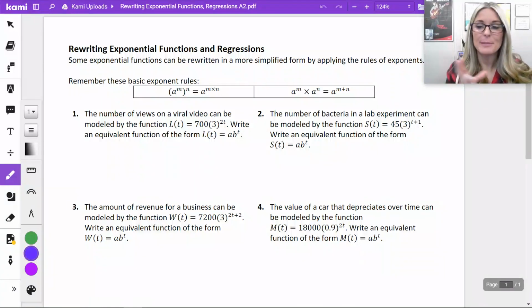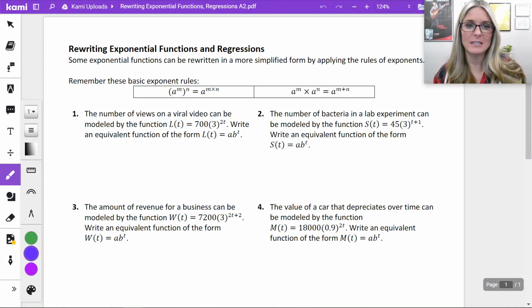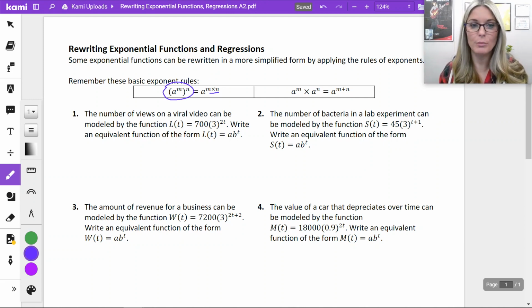Today, we're going to look at exponential functions, but rewriting them with exponent rules. And we're also going to pull in regressions. We've done regressions before, just going to do them in our exponential functions. So some exponential functions can be rewritten in a more simplified form using our rules of exponents. So the two rules that we're going to be using today is the power rule, power to a power. When you have an exponent raised to an exponent, you multiply those together.